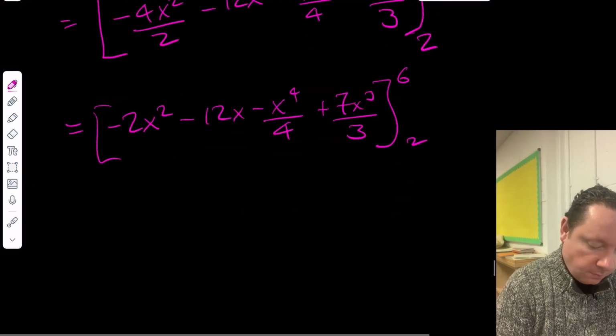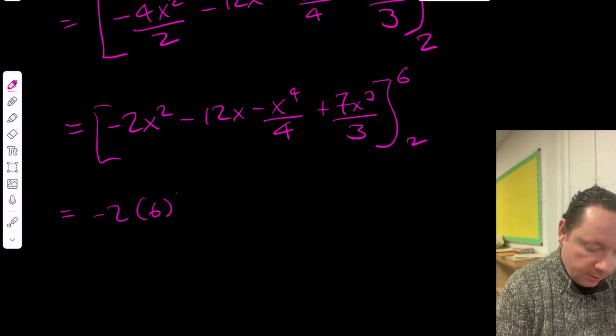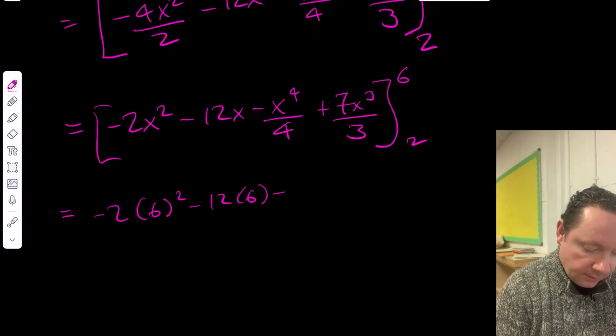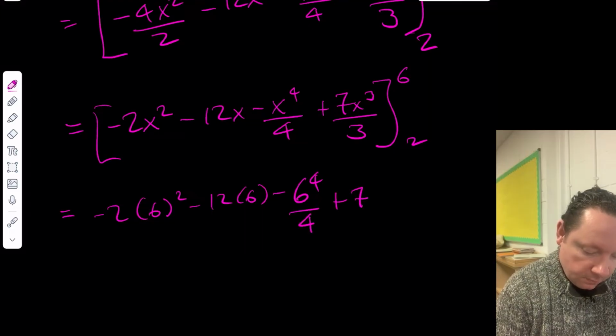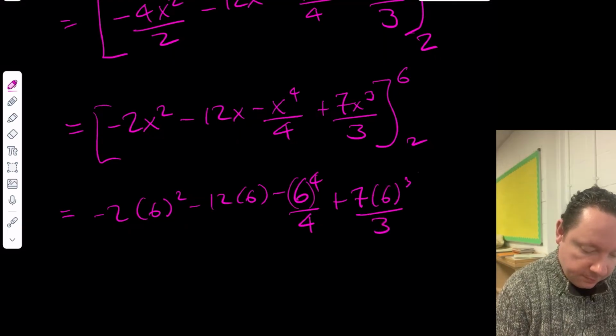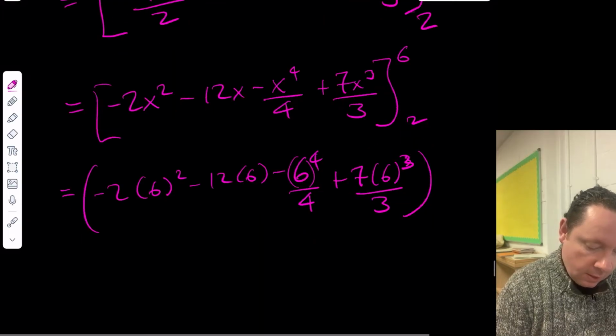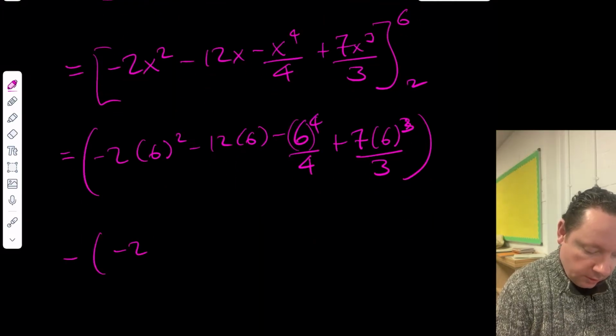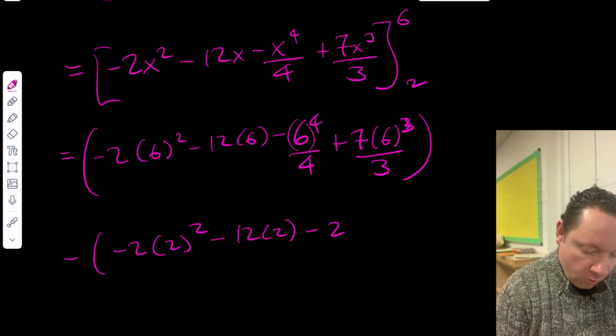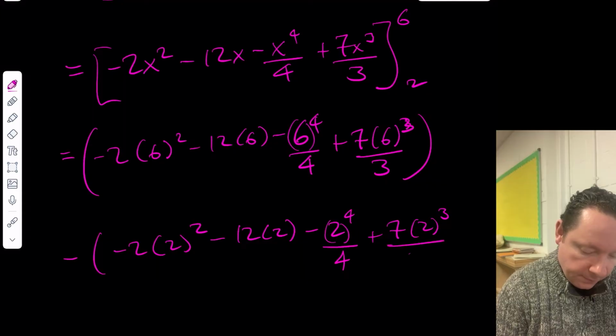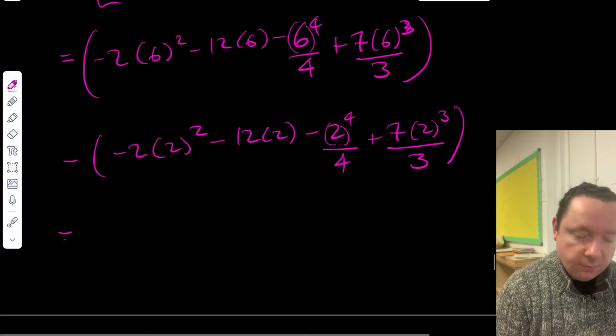Subbing in our numbers, we get minus 2 times 6 squared, minus 12 times 6, minus 6 to the 4 over 4, plus 7 times 6 cubed over 3, take away minus 2 times 2 squared, minus 12 times 2, minus 2 to the 4 over 4, plus 7 times 2 cubed over 3. So you can use a calculator for some of this if you want.